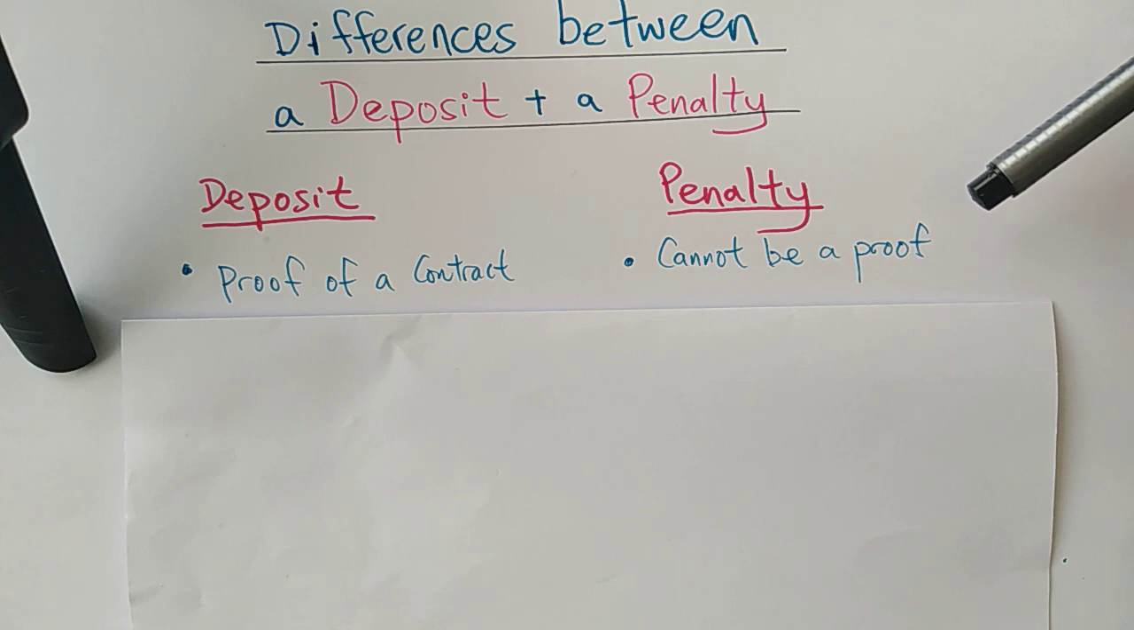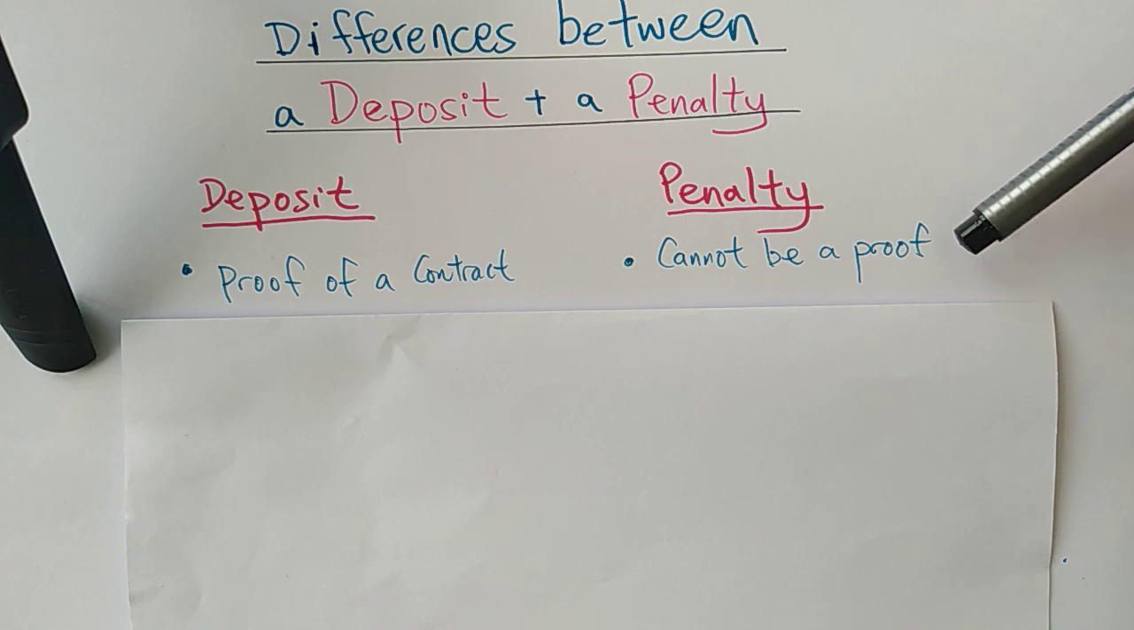So the penalty is not something that is paid at the beginning of the contract, or when the contract is entered into or formed. It's not paid at that point in time. It is only paid when certain condition happens. For example, a breach of contract happens, then the penalty is paid by the person who breached. If there's no breach, there's no penalty to be paid. So it cannot be used as any kind of a proof that a contract is entered into.